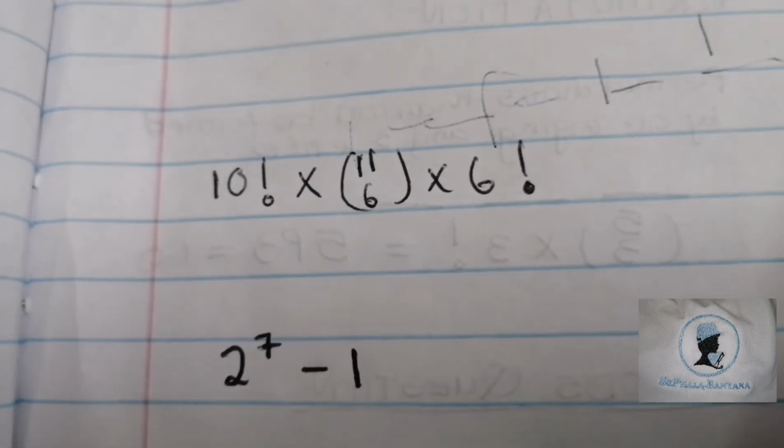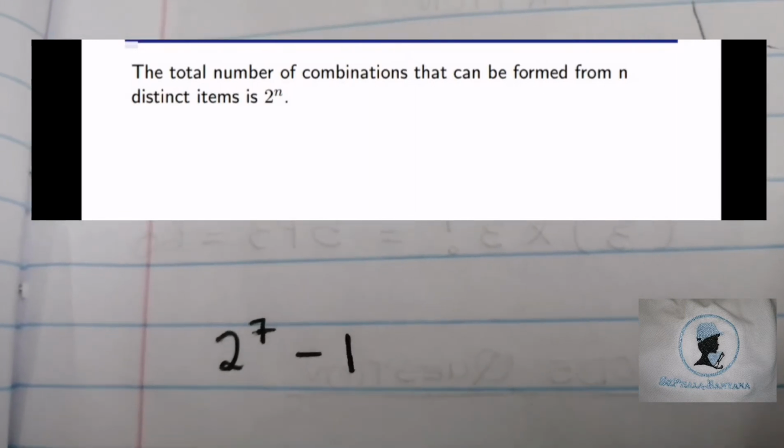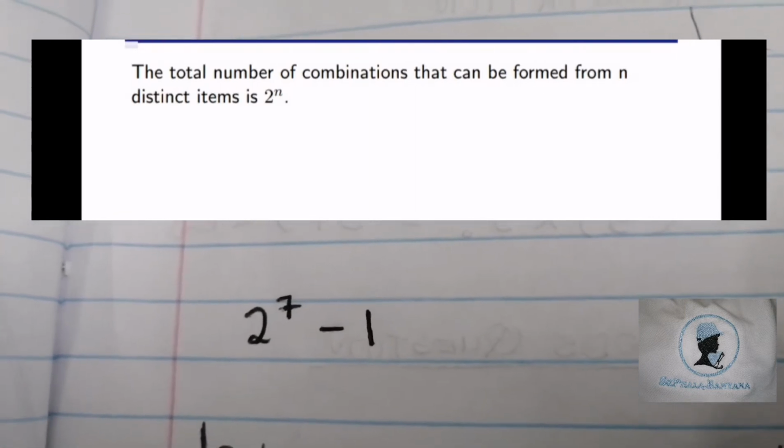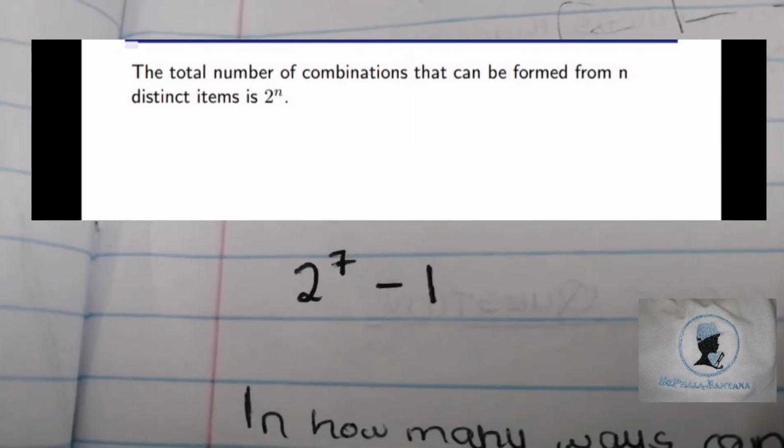Okay, now we move from that. There's a theorem here I'm just going to read out. It says the total number of combinations that can be formed from n distinct items is 2 to the power of n.